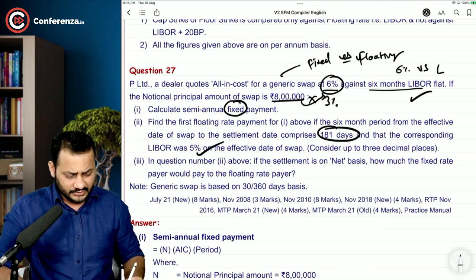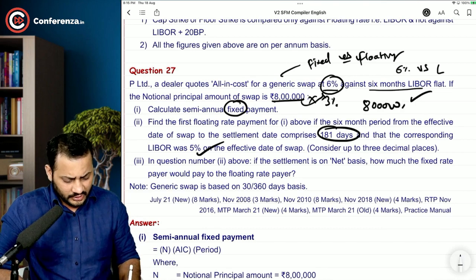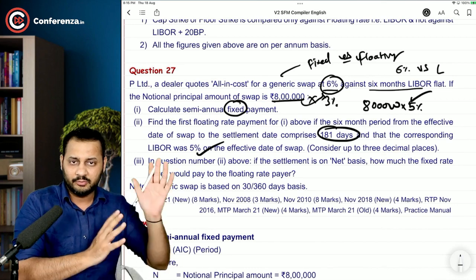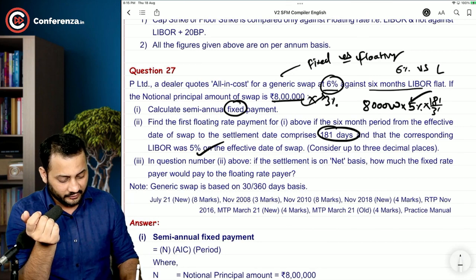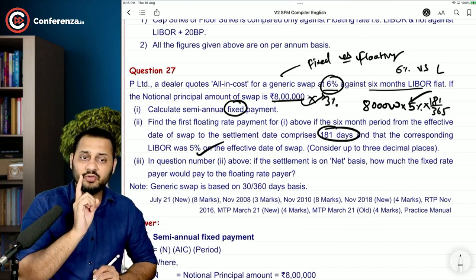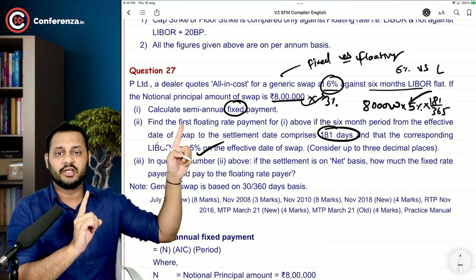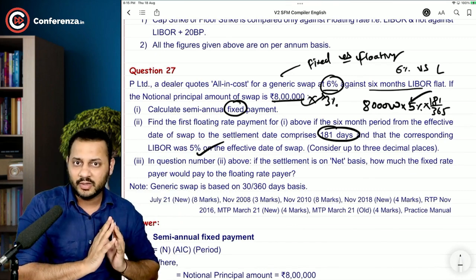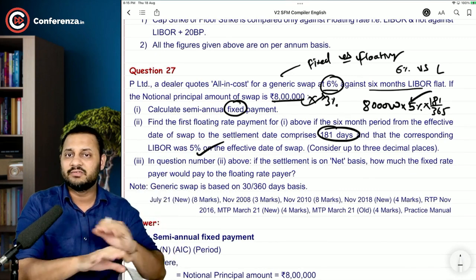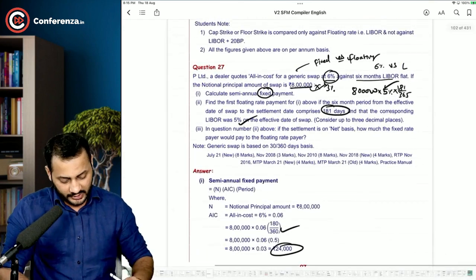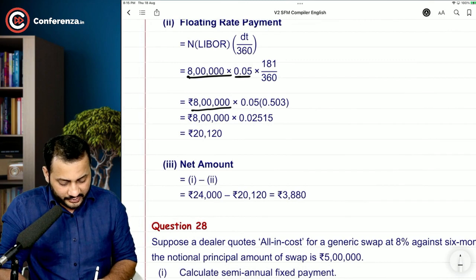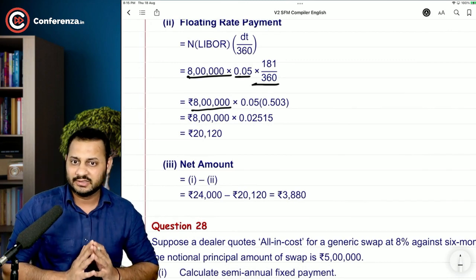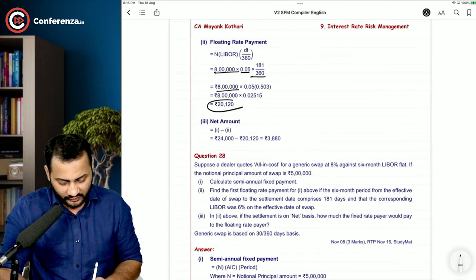So it's very simple, sir. 8 lakh multiplied by LIBOR, means 5%. This is a floating rate. LIBOR is the floating rate, but 5% is per annum. What are you going to do? 181 divided by 360. That will give you the first floating rate payment. Someone will give to the other party. Who is paying and who is receiving doesn't matter. So the calculation is again very simple. 8 lakh multiplied by 5% multiplied by 181 divided by 360. Okay, so that's the 20,120.